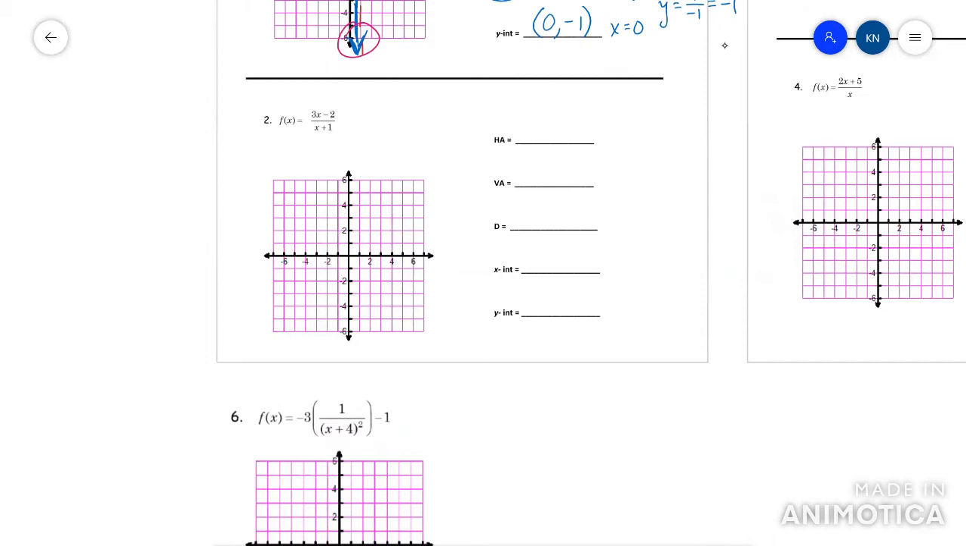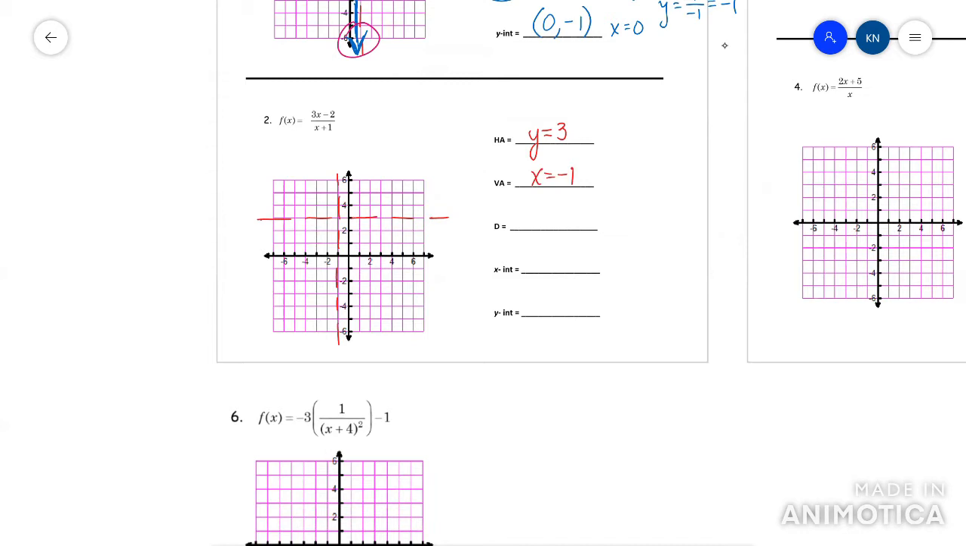Okay, if I was approaching this problem, the very first thing I go get is my VA. It's here. It's at negative 1. The next thing I would go get is my HA. Remember, when there's an X on top and bottom, you have to look at the lead coefficients. So like on bottom, it's 1X. So you get 3 over 1, which is 3. So I've got my VA, I've got my HA.